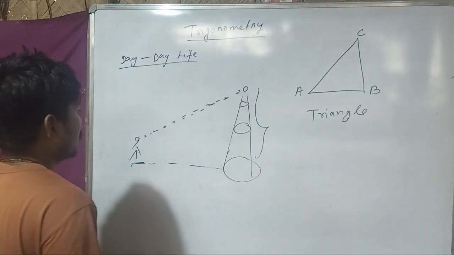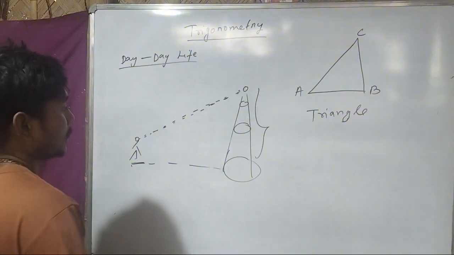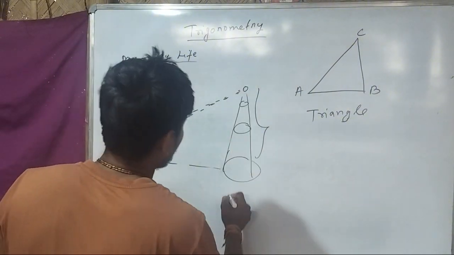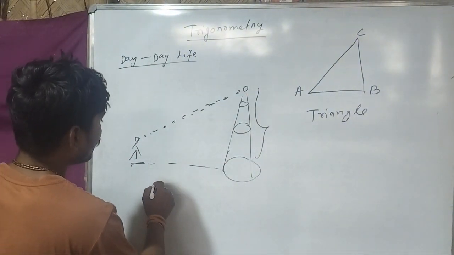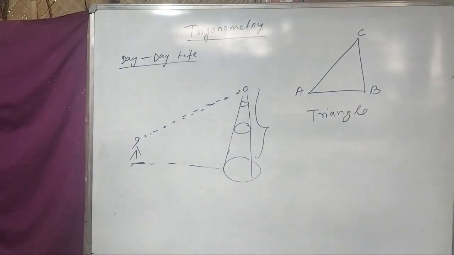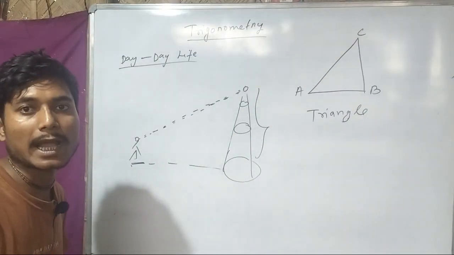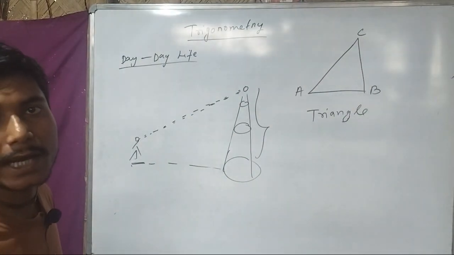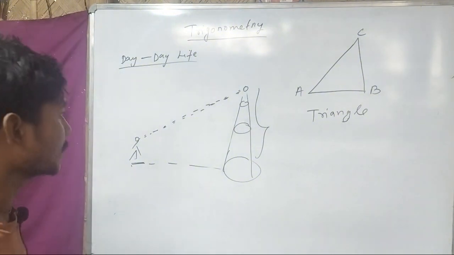Then you have to find out the height of this Qutub Minar. So how do you find the height of the Qutub Minar? With the help of trigonometry. Trigonometry means to measure the sides and angles of a triangle.